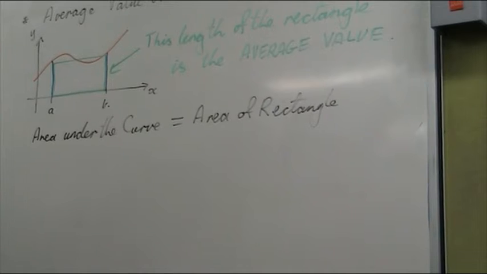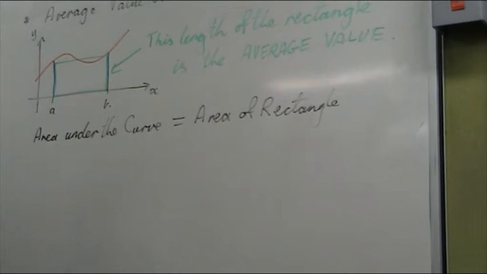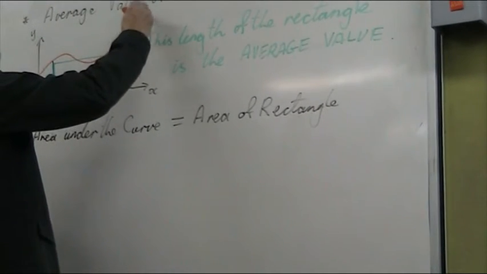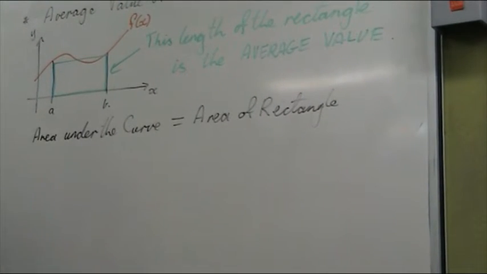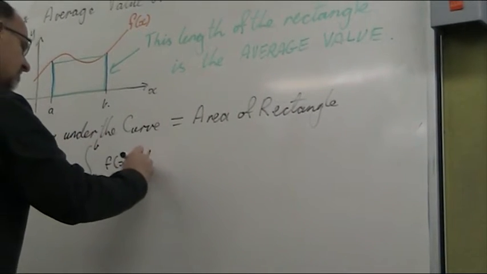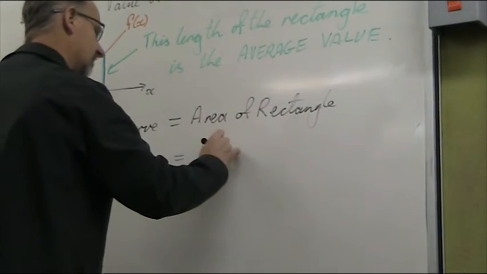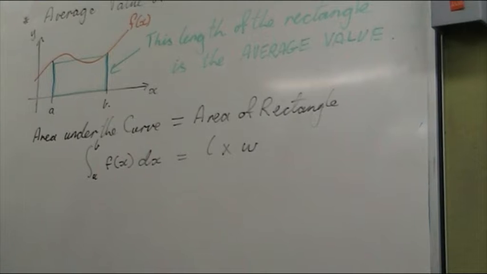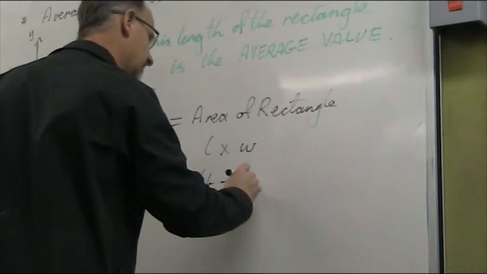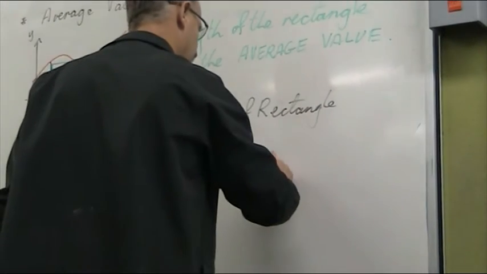So the area under the curve, of course, and our function's f, is the integral from a to b of f(x) dx. The area of the rectangle is length by width. Now, the length between a and b is b minus a, correct? And the width is this thing that we call the average value.